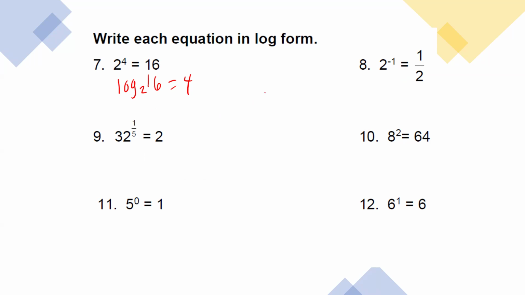Because you're on log. All right, 8. Negative 1. All right, another 30 seconds. Go. Talk to each other, check with each other. Base, argument, result.